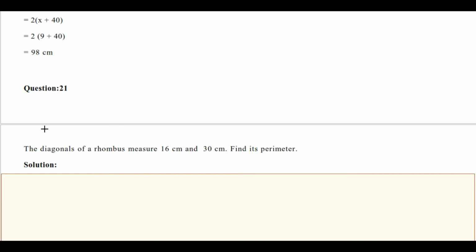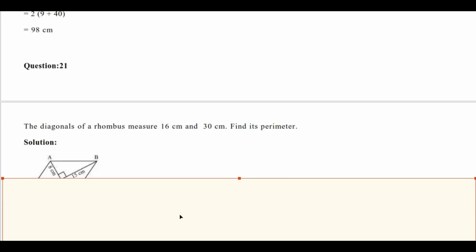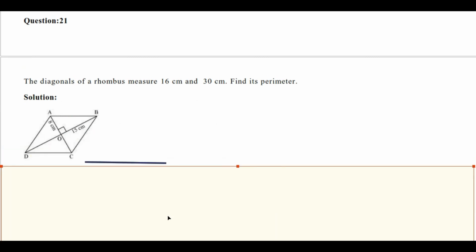Now the last question. The diagonals of a rhombus measure 16 centimeter and 30 centimeter. Find its perimeter. So see beta, this is how we can draw a rhombus. Okay. In a rhombus, all sides are equal. It is just similar to the square, but the only difference is that all angles of a square measure 90 degrees, but all their angles are not 90 degrees. Which angles? These angles. Okay, A, B, C, D.